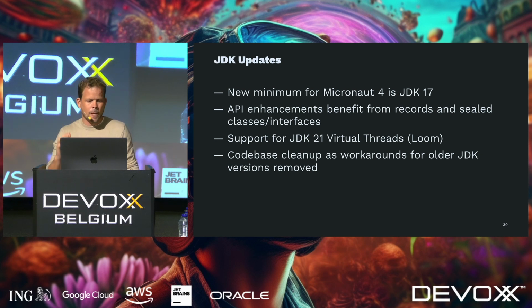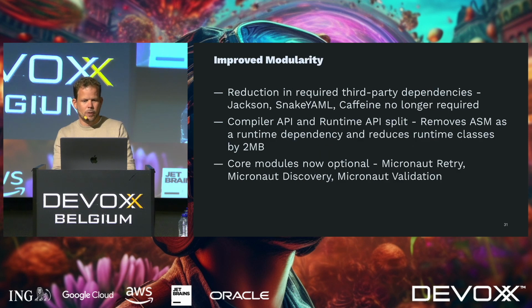JDK 17. We have API enhancements that benefit from records and sealed types. We added support for virtual threads, and we cleaned up the code base because we had a lot of workarounds in the code base to support all the JDK versions, which were in there. We also have improved modularity. So we eliminated a lot of third-party dependencies. So for example, Jackson is no longer a third-party dependency, and we switched to Micronaut serialization.